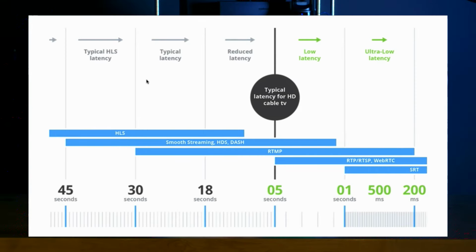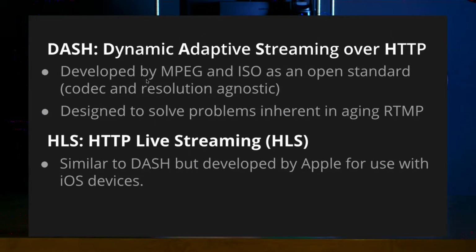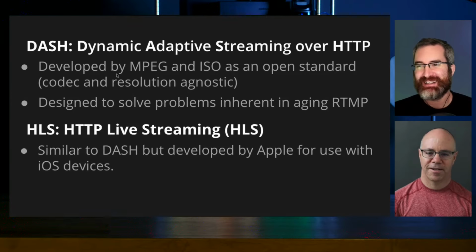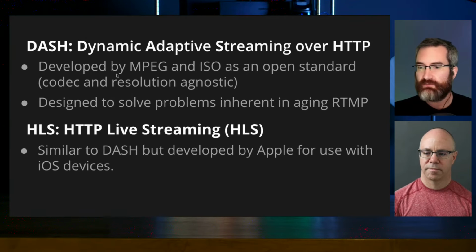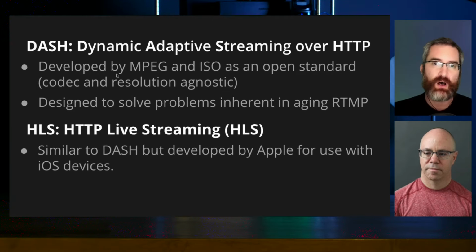Yeah. So maybe let's take a look at Dash in a little more detail. So again, dynamic adaptive streaming over HTTP, big mouthful. So as we mentioned, it was developed by MPEG and ISO as an open standard, codec and resolution agnostic. So it's essentially a wrapper that is agnostic to what you pack into it, which is great. That's a nice thing to have. It means it's very flexible. And it was basically just built to solve a lot of the inherent problems of RTMP as we started to recognize that it wasn't serving a modern context with RTMP anymore.